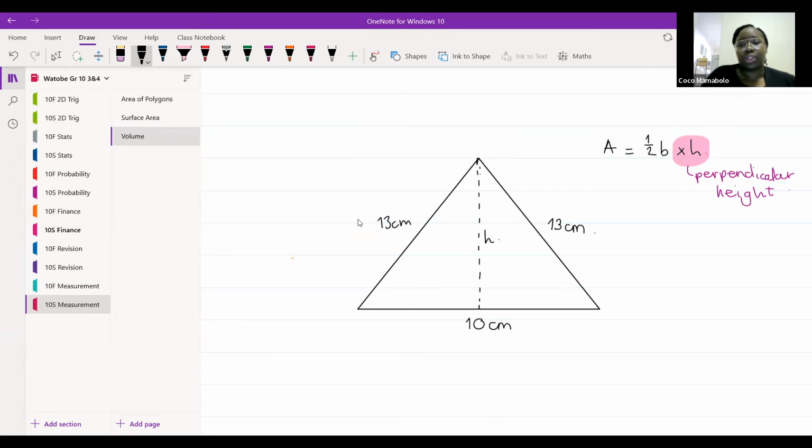Now, I'm going to split the 10 centimeters down here, because this is an isosceles triangle. I'm going to split this part into 5 and 5. Yes, correct, 5 centimeters and 5 centimeters. Now that I know that this is a perpendicular height, that means that there's a 90-degree angle over there. So in order for me to figure out the length over there, I'm going to use Pythagoras.